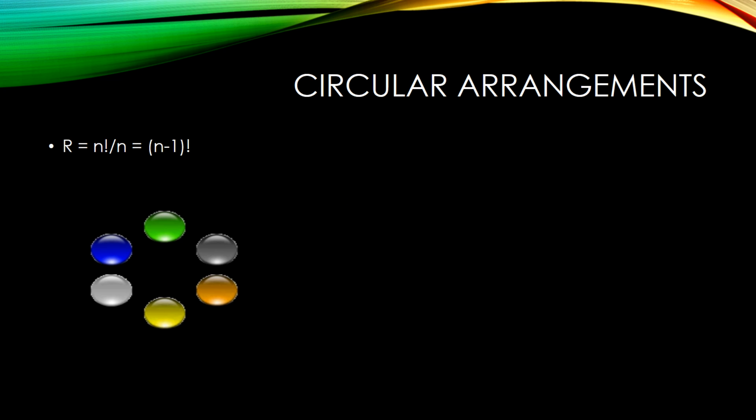Circular arrangements. Let's say we have six distinct objects. How many relatively different arrangements do we have if those objects should be placed in a circle? The difference between placement in a row and that in a circle is the following. If we shift all objects by one position, we will get a different arrangement in a row but the same relative arrangement in a circle. So for the number of circular arrangements of n objects, we have n factorial divided by n, which is equal to n minus 1 factorial.